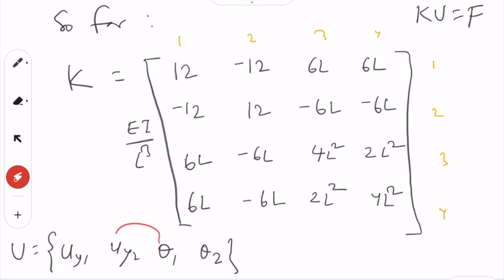In the book you have u y1, then theta 1, then u y2, then theta 2. So you can get the stiffness matrix corresponding to that in the book just by interchanging these two columns and these two rows. You will get that. So that is all for now. In the next video lecture we will solve some problems.